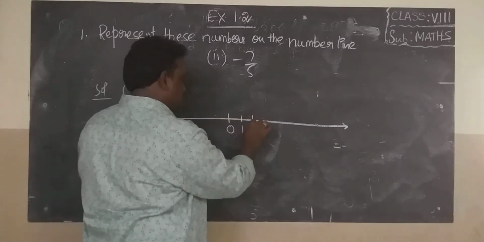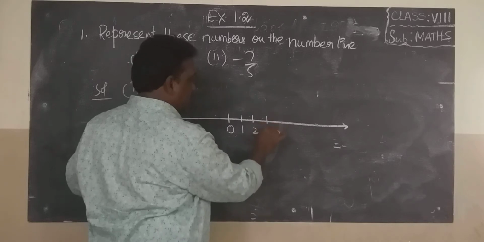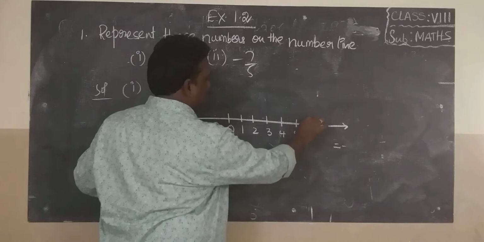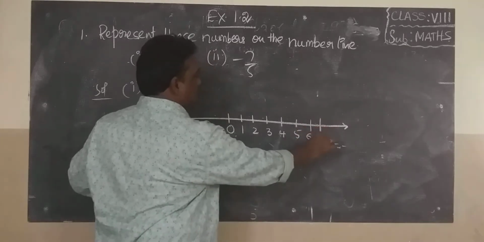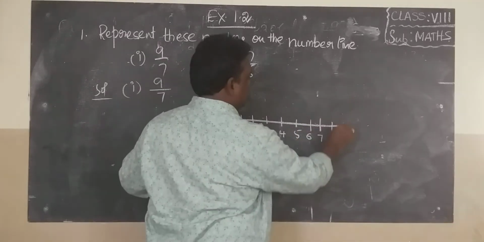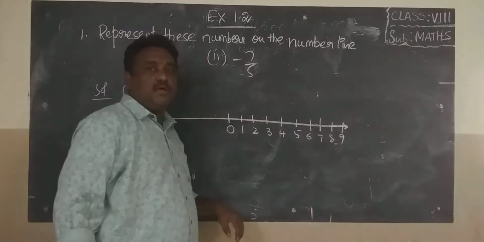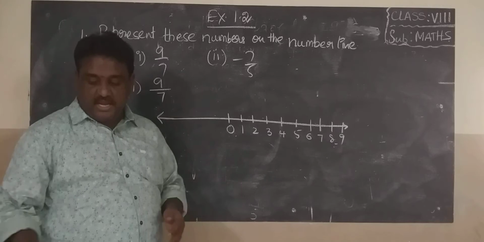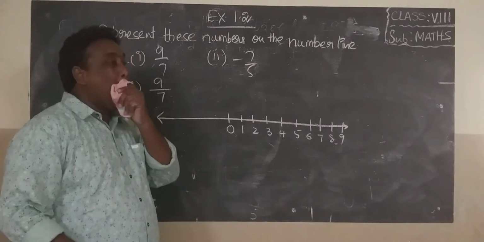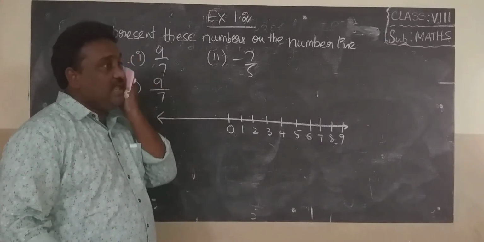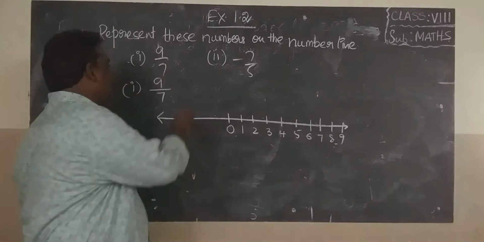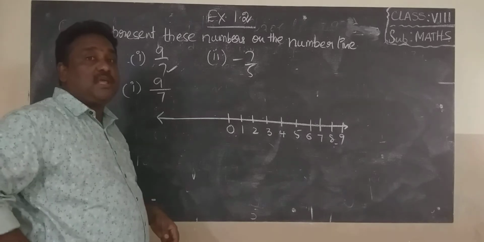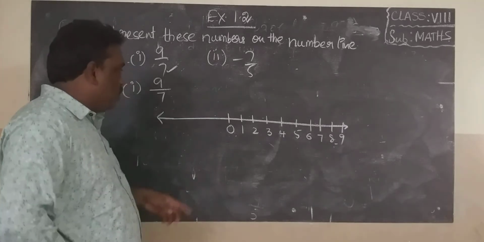1, 2, 3, 4, 5, 6, 7, 8, 9. Divide the number line on the right side of 0 into 9 equal parts. Then what is the denominator? 7. The denominator is 7.